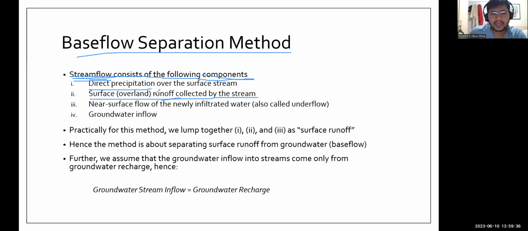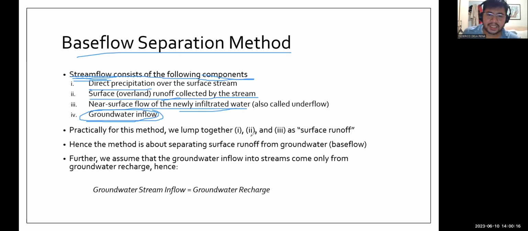water that's coming from the surface. And you also have what you call near surface flow from newly infiltrated water. This is basically the water that has infiltrated the shallow soils, and these shallow soils can actually end up discharging their water into the stream. Okay. And finally, some components of the stream flow are actually coming from your groundwater inflow.